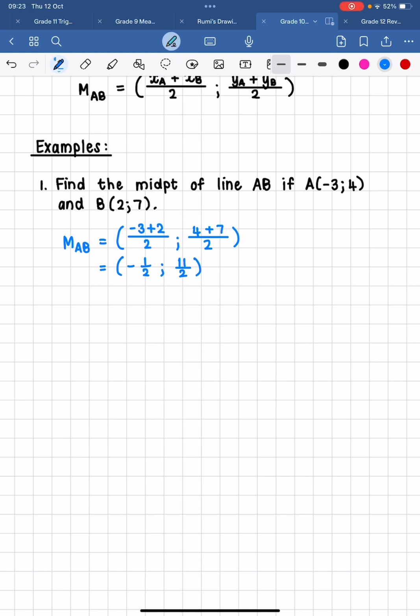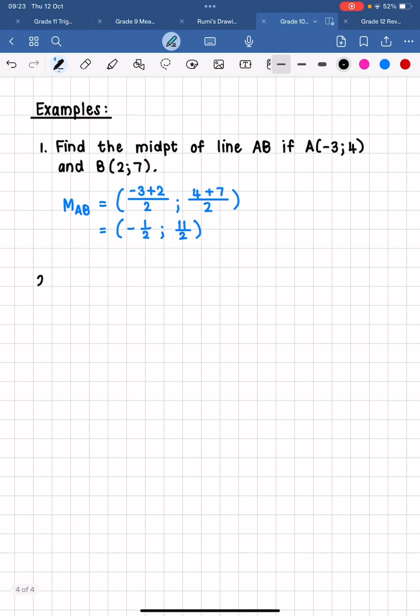Right, that's the formula. Okay, they can, of course, expect you to kind of work backwards. So they can give you the midpoint and ask you to find a coordinate of one of the other 2 points. So I'm just going to write this question down.